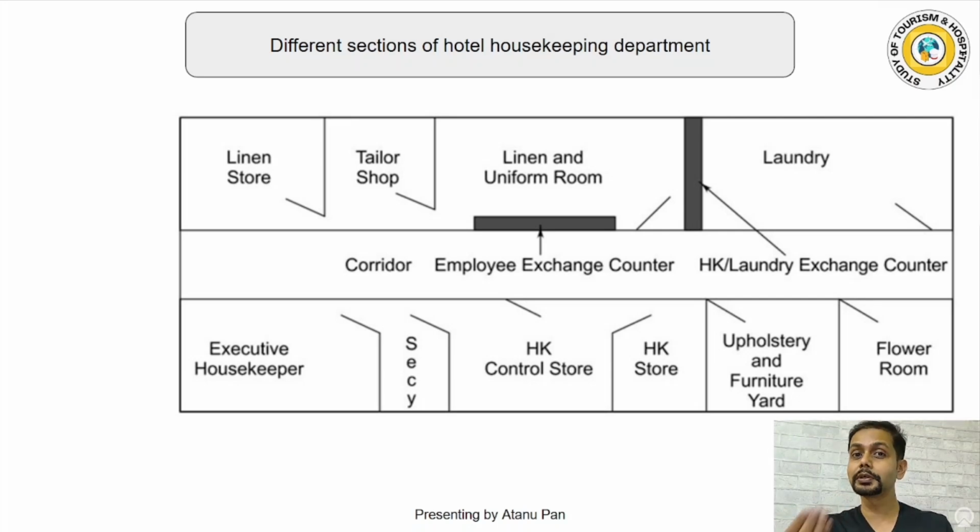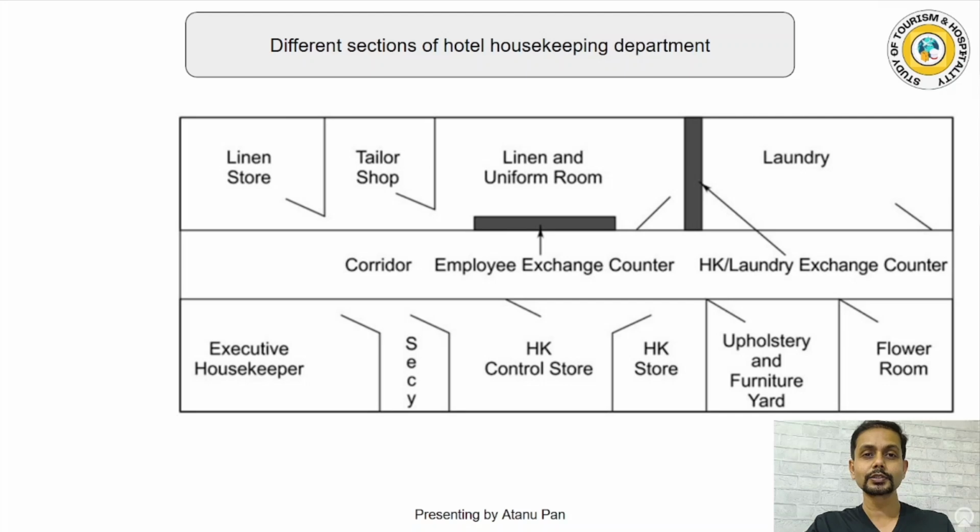As we are unable to use the bed sheet, we can cut the material and we can make it a pillow cover for the guest room. So all these types of stitching tasks are basically done by the tailor, and for that we need a designated place, that is called tailor shop. Next we have the linen and uniform room.